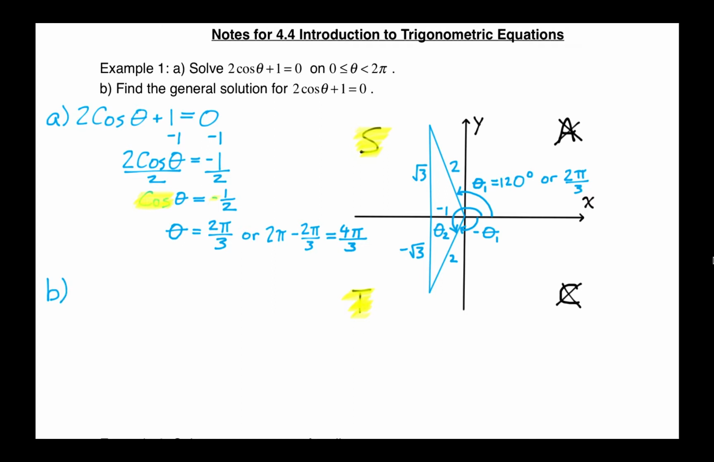So now for part B, to get the general solution. We're starting with the 2 pi over 3 and the 4 pi over 3, and we're looking at all the coterminal angles with those two angles. So we're adding multiples of 2 pi, and n has to be an integer. So you're adding 1 times 2 pi, or 2 times 2 pi, or 3 times 2 pi, or negative 1 times 2 pi, or negative 2 times 2 pi, and so on. So that completes this first example.